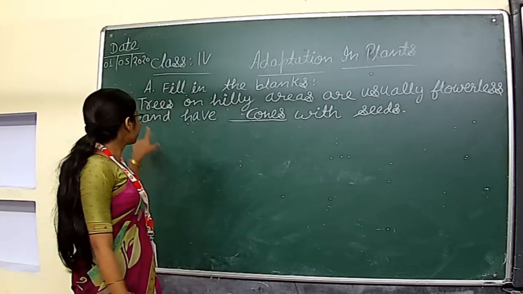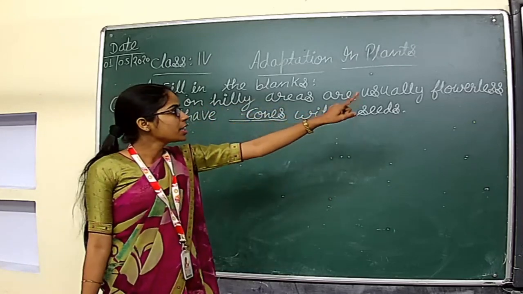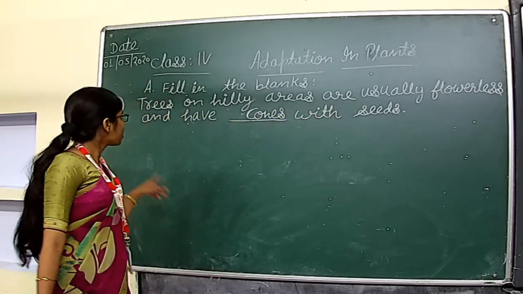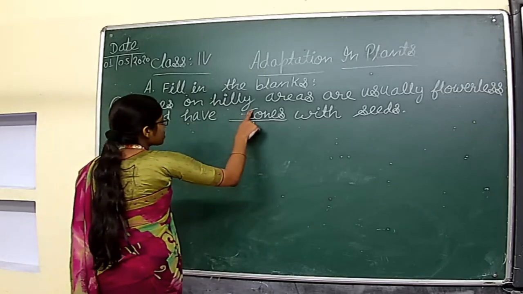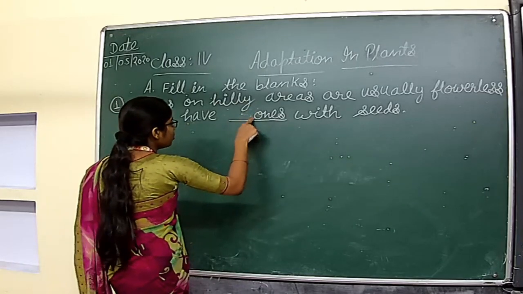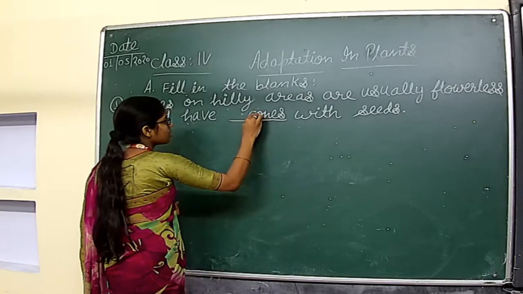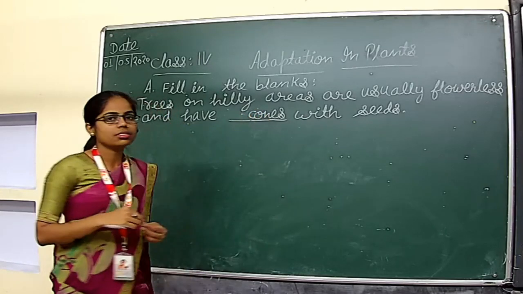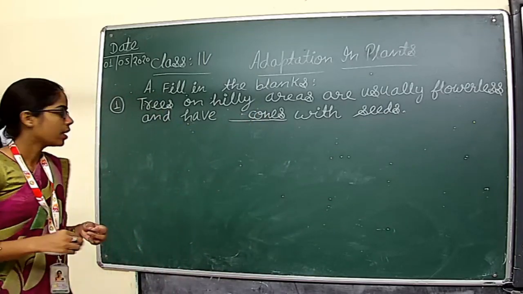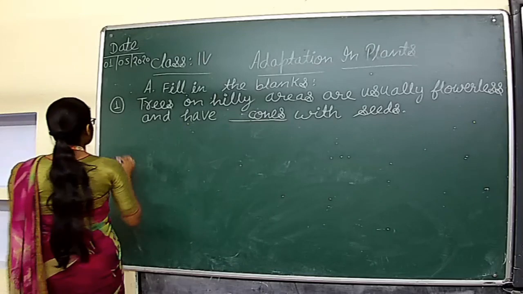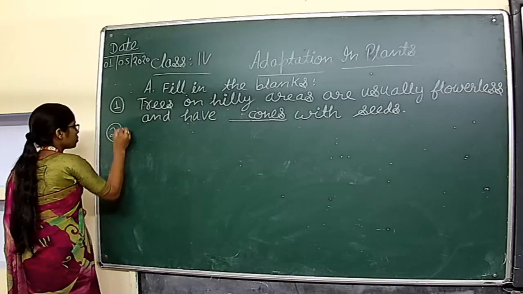Again I will tell this answer. Trees on hilly areas are usually flowerless and have cones with seeds. Please note it down. Please note down the answer, not only the answer but the question also. Okay. Now we will write question number 2.